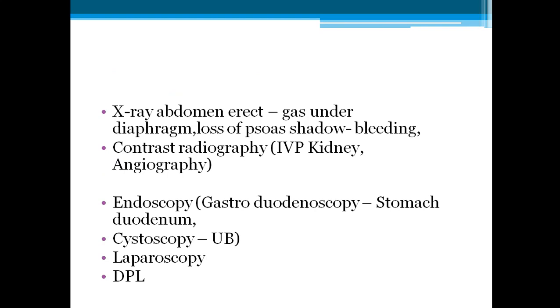Contrast radiography, like an IVP or an angiography for kidney or renal injuries. Endoscopy for the stomach and the duodenum. A cystoscopy for the urinary bladder. Laparoscopy and diagnostic peritoneal lavage. So these are the number of investigations when you come across a blunt trauma abdomen.